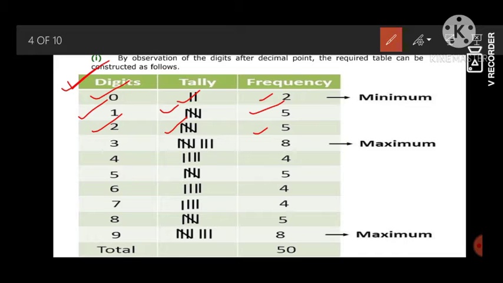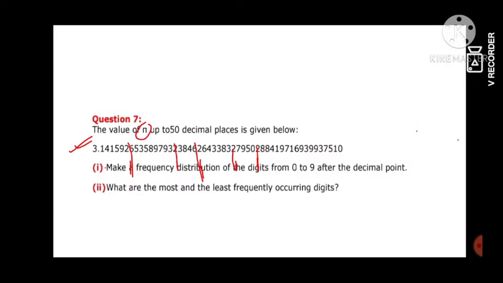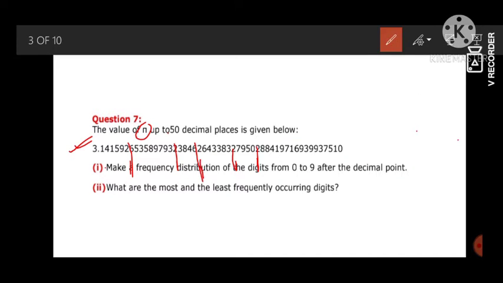In this manner we will find for 3, 4, 5, 6, 7, 8 and 9. At the end we are going to add up all these frequency numbers and we will see the total is 50. So we have to tally it with the question. You can see the value of pi up to 50 decimal places. Our total frequency is 50 in our frequency distribution table, and here also 50 decimal places are given. So our total frequency matches and our answer is correct.